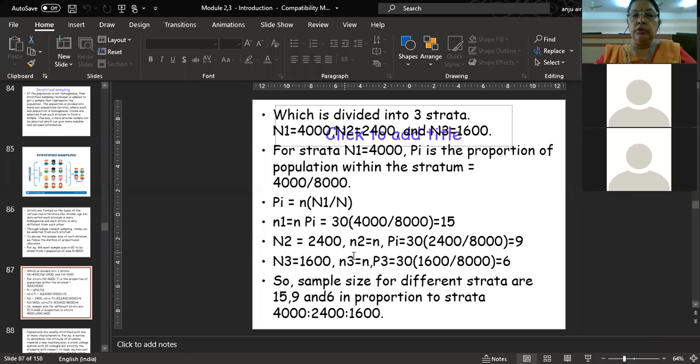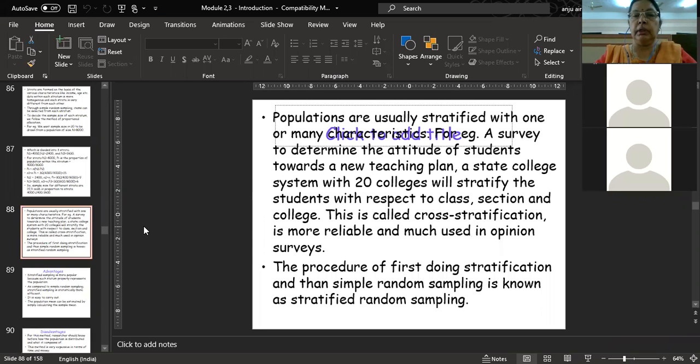So in the same way you calculate the sample sizes for capital N2 and capital N3, which will be 9 and 6. So like this, you can get a sample size for different strata which is in proportion to the population size. So this formula has to be followed in stratified sampling technique to draw out a proportionate sample from the population, which is proportionate to the population and which is a more precise sample and more accurate sample.